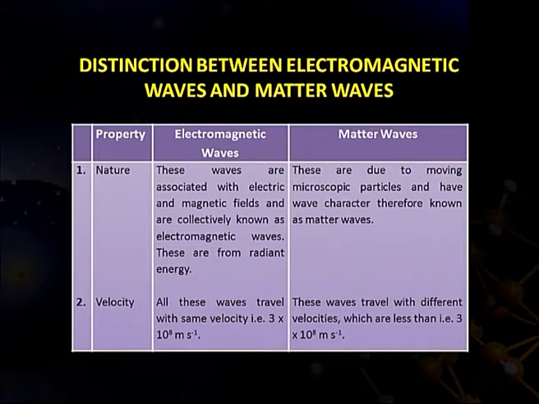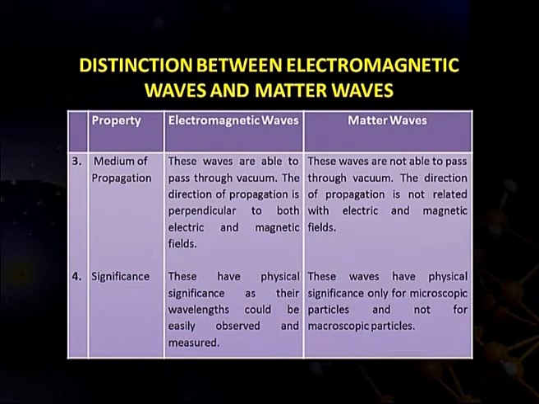Velocity. Electromagnetic waves, all these waves travel with velocity that is 3 into 10 raised to the power 8 meter per second. Matter waves, these waves travel with different velocities which are less than that is 3 into 10 raised to the power 8 meter per second.